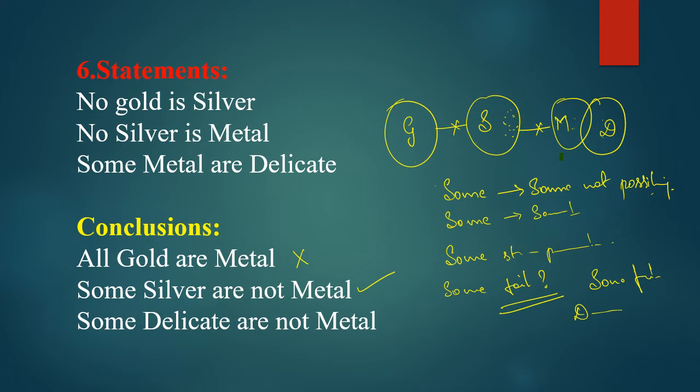This is one special note we have to keep in mind when we are dealing with definite conclusions in syllogism. When the relation between any two entities is some, not is always a possibility. It is not definite. That's why here, some delicate are not metal is wrong. So answer should be only 2 follows.